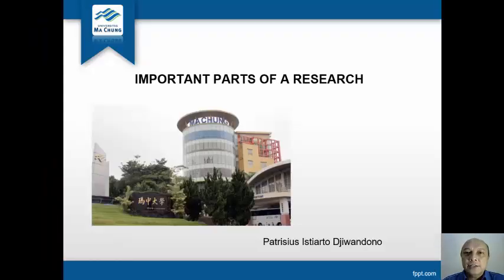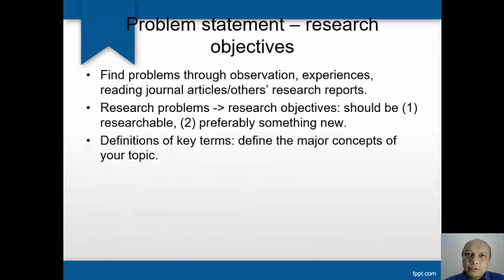So everyone, this is the topic for today, important parts of a research. First of all, you need to find a problem, right? You need to state the problem statement or research objectives. These are the objectives, the things that you want to attain, that you want to achieve, that you want to answer through your research. Now, how can you find problems?